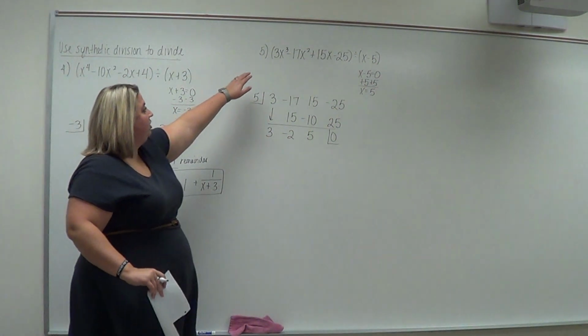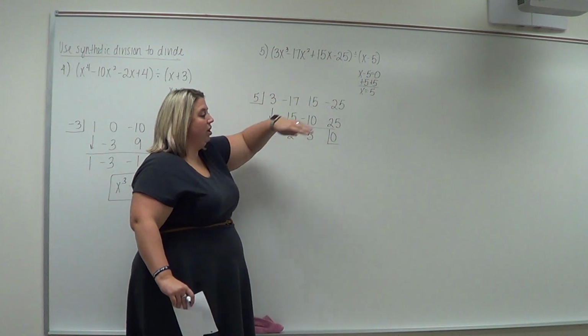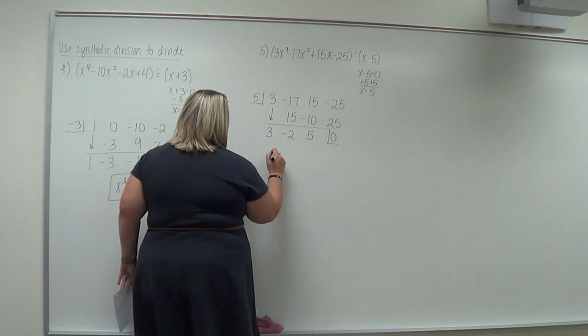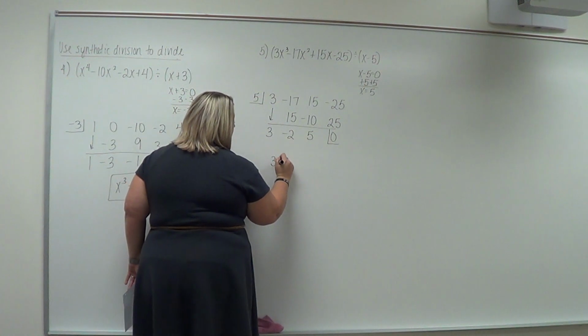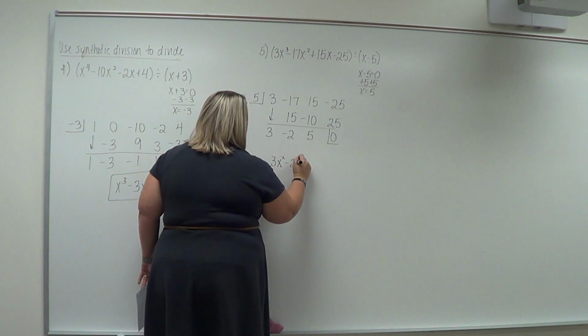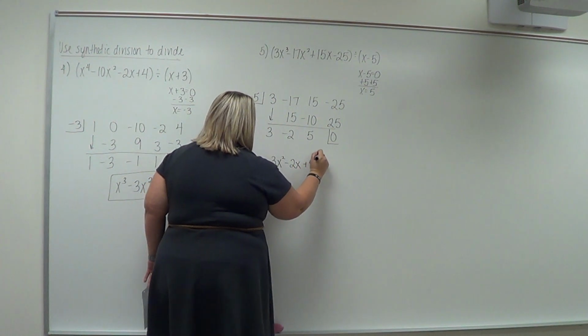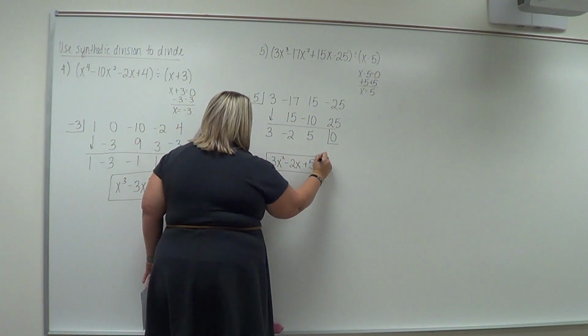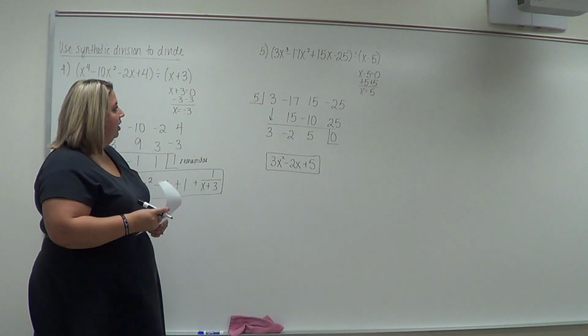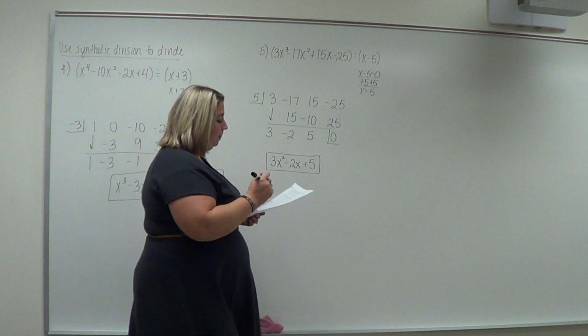So I start with x cubed. I divide it once, so what's my answer going to start with? X squared. Good. So this would be 3x squared minus 2x, good, plus 5. Since you don't have a remainder, you don't have to put plus 0 over x minus 5. Okay, one more.